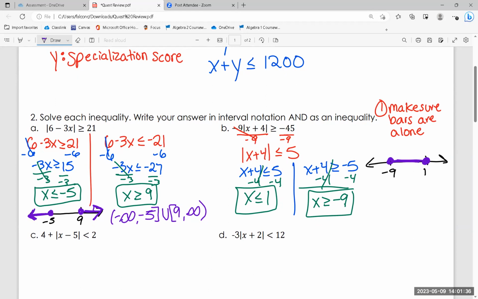So for our interval notation, we read left to right. So we start getting numbers at -9, and it's a closed circle, so we put a bracket. And then our interval stretches up until 1, and then another closed bracket because of closed circle.